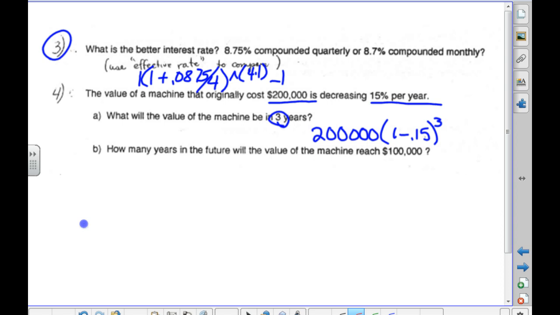This one would be putting $1, 1 plus 0.087 divided by 12 to the power of 12 times 1 year, and then you take out your dollar. They're gonna be very close. You need to go out several decimal places, but one should give you a slightly better rate of return.